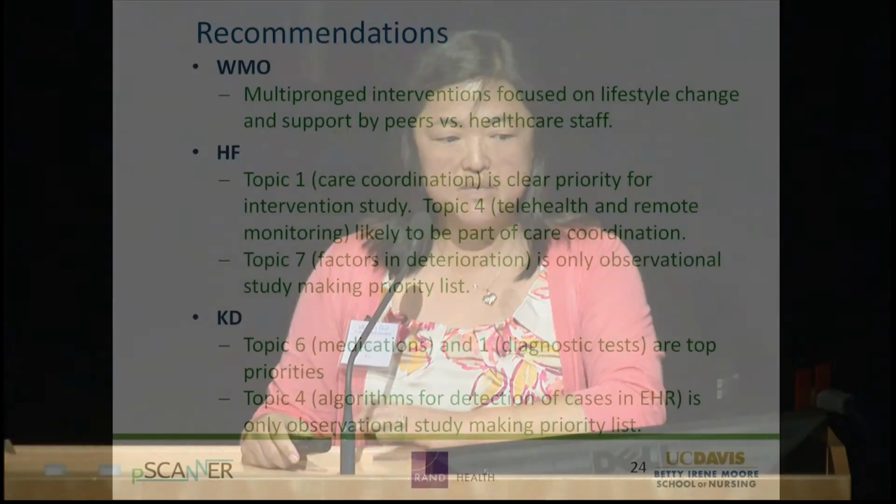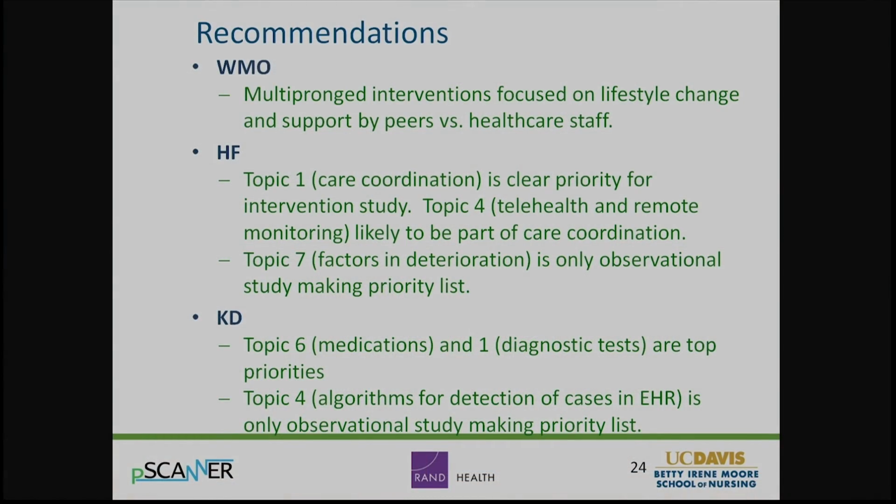For weight management obesity, the recommendation is that we really focus on multi-pronged interventions focused on lifestyle change and support by peers and healthcare staff. Even though this doesn't cover every one of the top priority topics, the discussion identified that many of the top 3, but still lower ranked, could be components of a lifestyle change intervention. So by focusing just on those 2 highest priority topics, we'd cover some of the other issues.